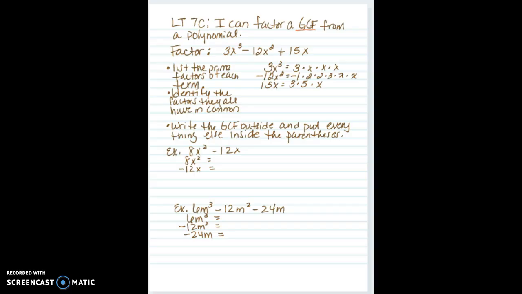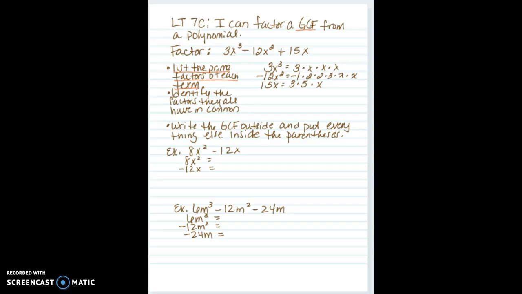We start by listing the prime factors of each term. For 3x cubed, that's equal to 3 times x times x times x. For negative 12x squared, that's equal to negative 1 times 2 times 2 times 3 times x times x. For 15x, that's equal to 3 times 5 times x.